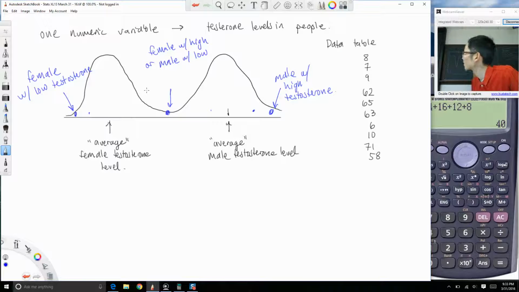Question: could you explain how this isn't two variables? Because I think of male versus female as one variable. Notice in my data table, I don't necessarily have to collect the variable sex. But aren't those assumptions you're making? Yes, I am making assumptions that could get me in trouble.